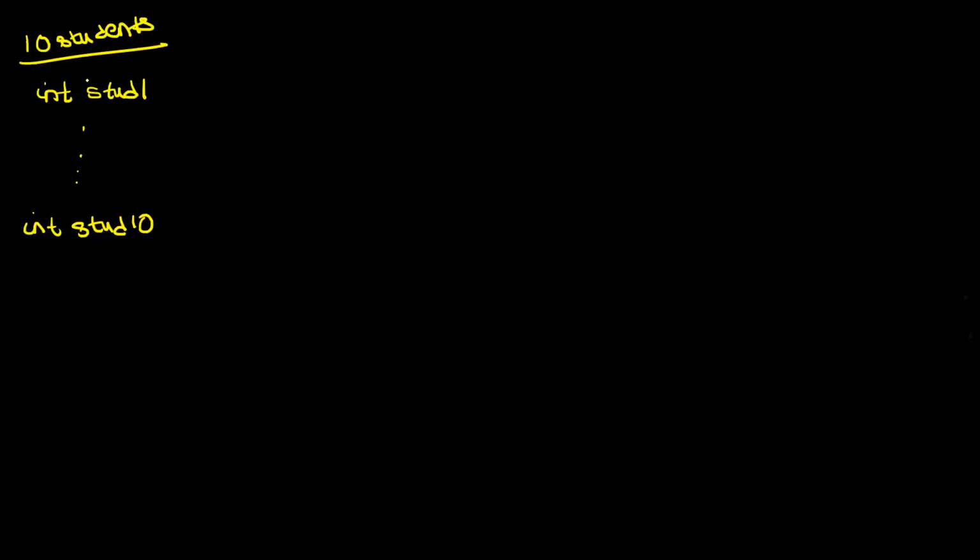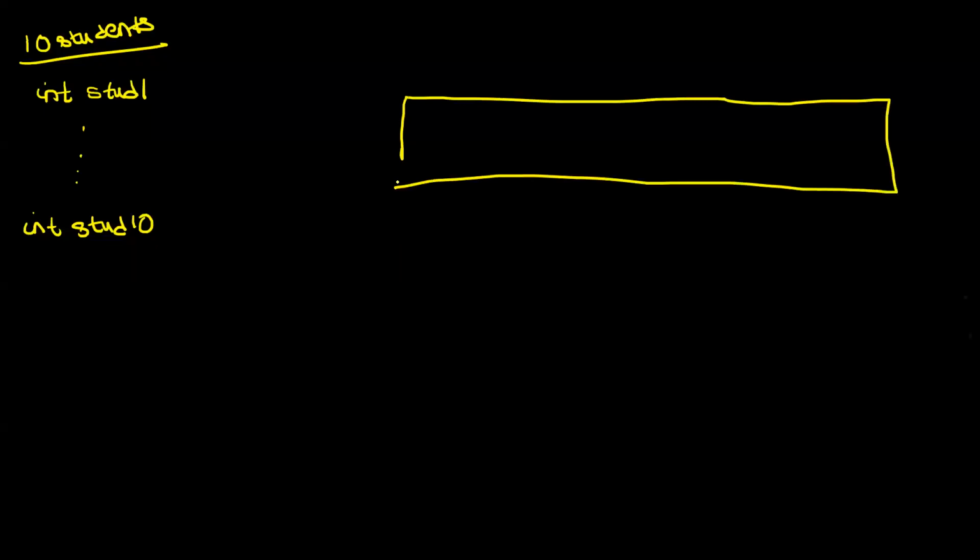But now I want to store the marks of these 10 students at one particular place. I don't want to maintain 10 separate variables. I want to have a container in which I can put the marks of these 10 students, and later I can access them in a very convenient fashion. That is where you can take the help of a container, which I call an array. So what is an array?